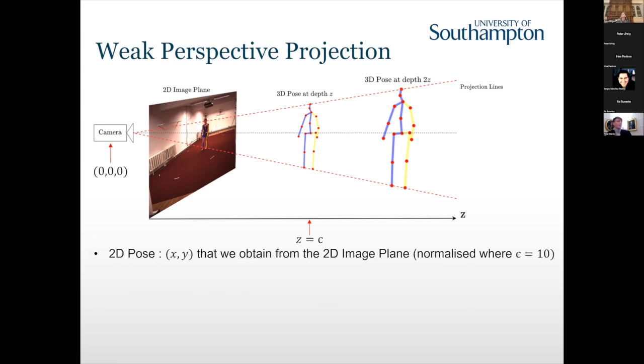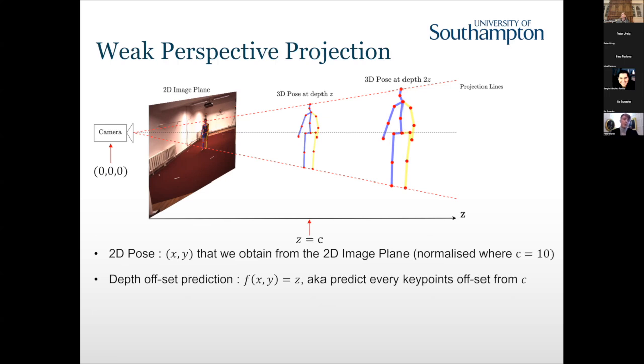So what do we have in this new setup? Well, we have this 2D pose, X and Y, which we still obtain from the image plane, and we normalize our pose where C is 10. And then we do a depth offset prediction. So we don't predict the actual ground truth Z. We predict the depth offset from the root, assuming that the root is at position C. So, for example, in the original setting, you might have something like the wrist is at 520, which corresponds to 520 meters from the camera. In this new system, we'd have this wrist is at location 20, which is 20 centimeters forward from the root.